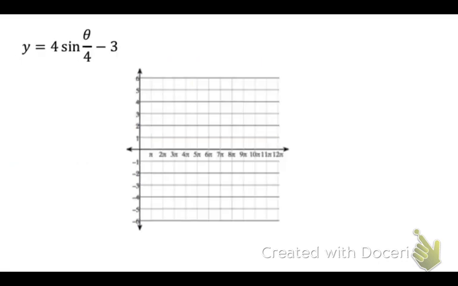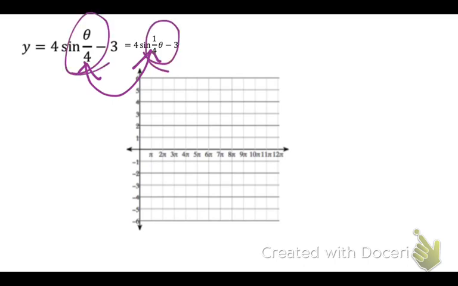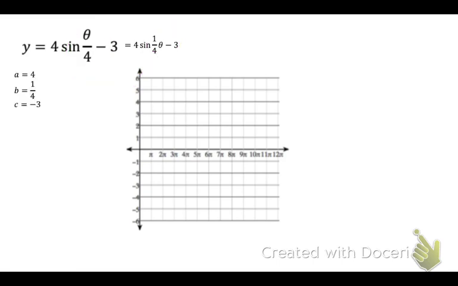So 4 sine of theta over 4 minus 3. Anytime it's written like that, I want to rewrite it. It's the easiest way to do it. So 4 sine of 1/4 theta minus 3. That's the same exact thing, we just rewrote it. Theta over 4 is equal to 1/4 theta. So A equals 4, B equals 1/4, and C equals -3.